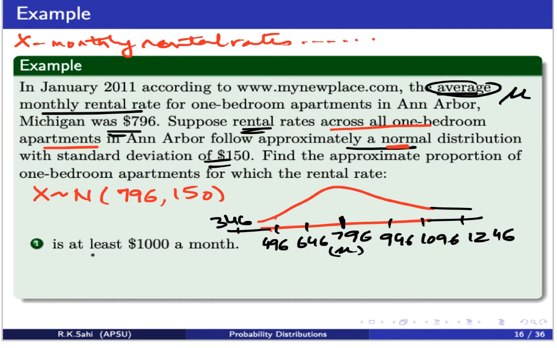Okay, guys. Now here it is. The question is, what is the approximate proportion of one-bedroom apartments for which the rental rate, remember X is representing monthly rental rates here, is at least. At least means minimum. That means it is at least 1,000, somewhere here, and more than that. So that means the probability X is greater than or equal to 1,000.